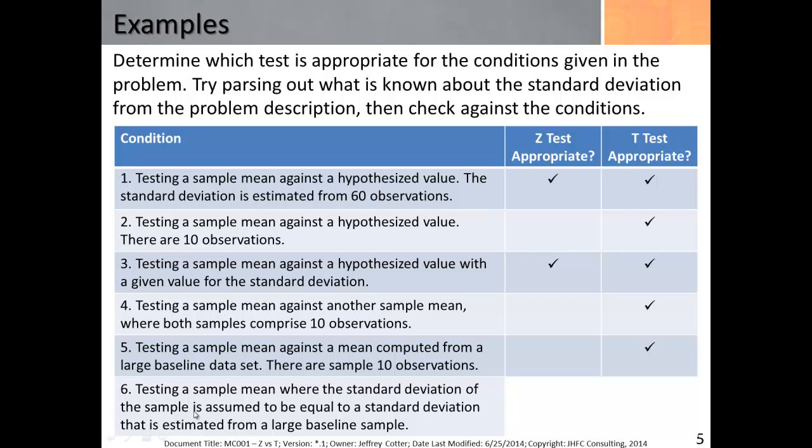The standard deviation of the sample is assumed to be equal to the standard deviation of the baseline sample. So we're assuming that they're equal. If the standard deviation estimated from the baseline is known with great precision, therefore the standard deviation of the sample is also known with great precision. In this case, since the standard deviation of the sample is assumed to be known with great precision, both the z and the t hypothesis tests are appropriate.